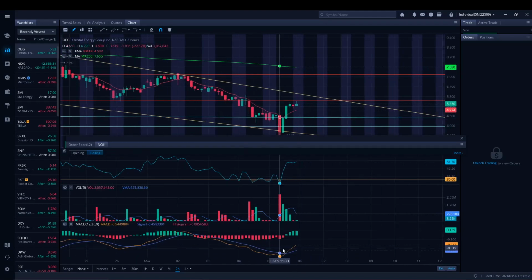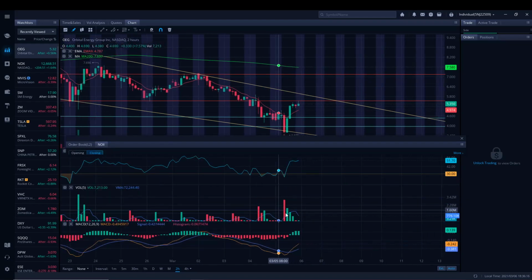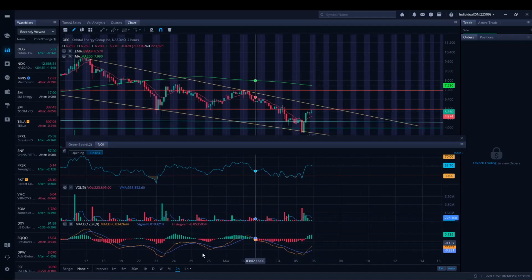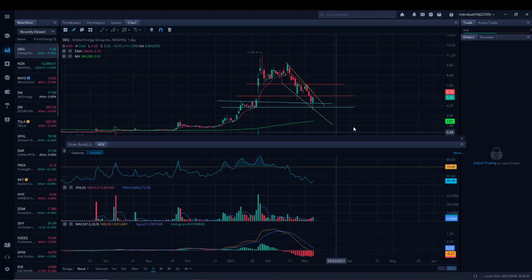On the MACD, we are in a golden cross, which is bullish. You like to see that. A nice spike of volume to end the day, which is pretty good. You see that right there. Let's go to the daily really fast to go over this.